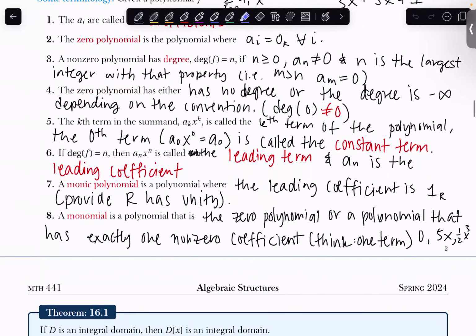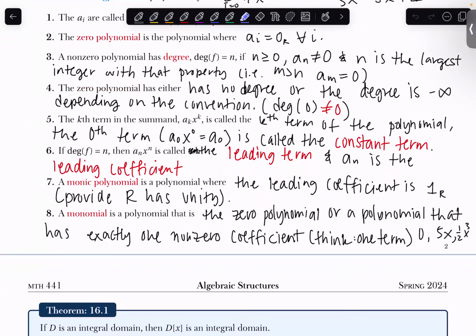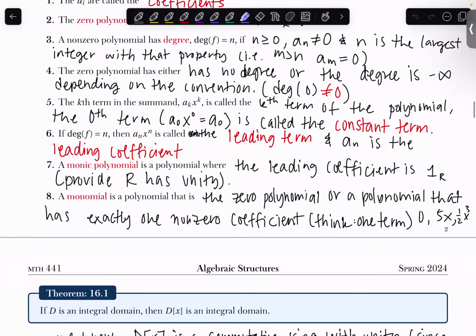Right, our leading term is going to be our a_n x^n, where n is going to be the degree of our polynomial. We're going to call a polynomial monic if the leading coefficient is 1, and that's provided that the ring has unity. If it doesn't have unity, then we can't have monic polynomials. And then a monomial is going to be one that just has one term. So only one of the coefficients is non-zero and the rest are 0. And then we also add in the 0 polynomial into that list as well.